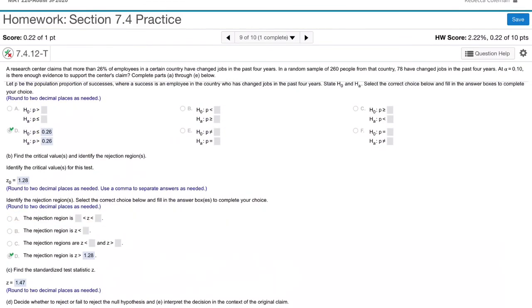So again, what we said there is we are rejecting the null hypothesis. That's because we did fall inside the shaded rejection region. And because we rejected the null hypothesis, we were able to support the claim. Basically, we're saying, yes, that percentage is more than 26% because our claim fell in the alternative hypothesis.